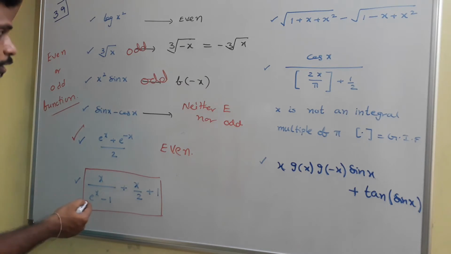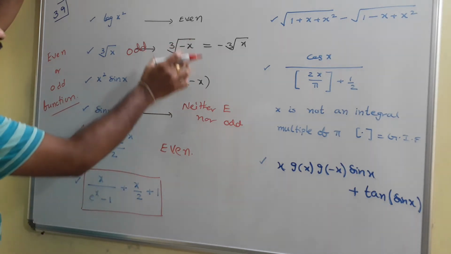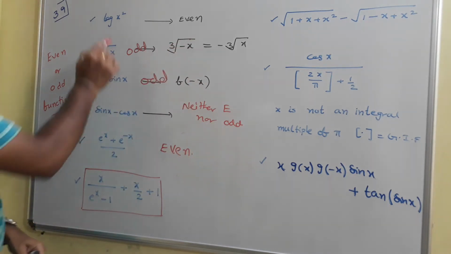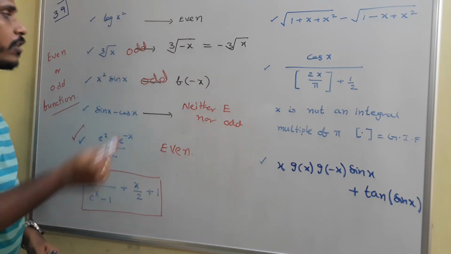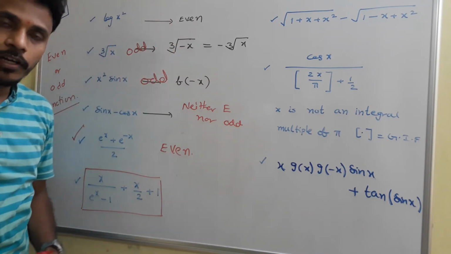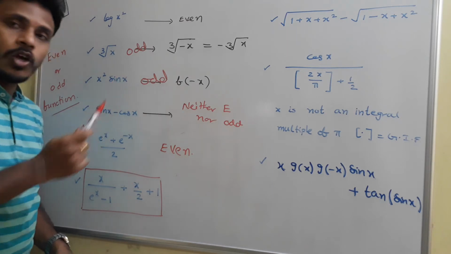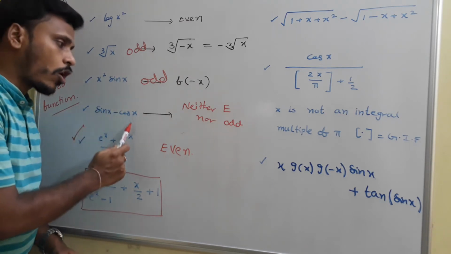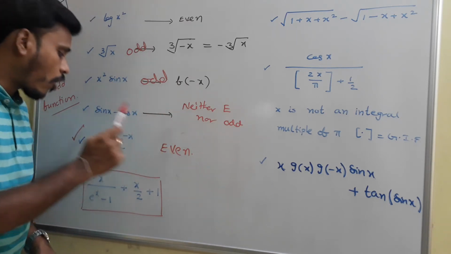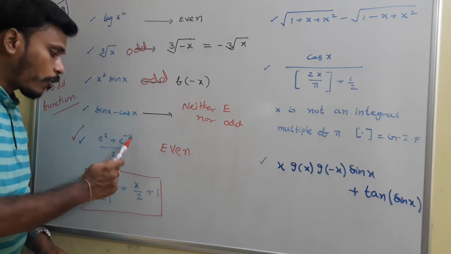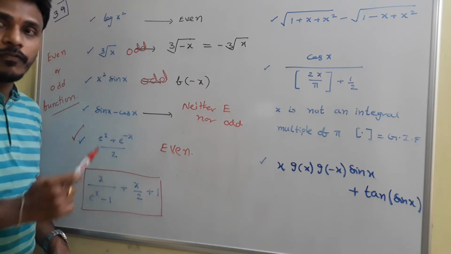If you replace x with minus x, I will erase this and then check. Log x square is an even function, cube root of x is an odd function, x square sin x is an odd function, sin x minus cos x is neither even nor odd, and e power x plus e power minus x by 2 is an even function.